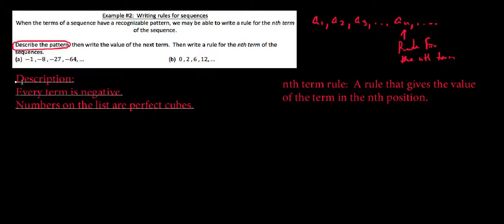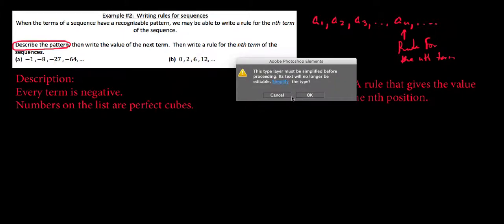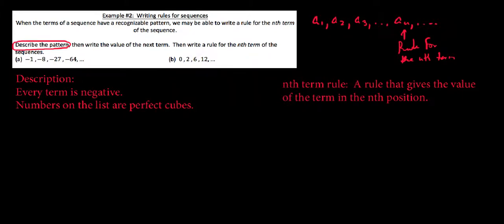As far as any other patterns that I see occurring here, sometimes we talk about how much it increases or decreases by. We simply could write from -1 down to -8. It went down by 7. And then from -8 to -27 here, it goes down by 19. And then from -27 to -64, I think it goes down by like 33. I'm not really seeing a pattern here. So with respect to what it's going up or down by, that's not very helpful here. All I notice is that every term is negative and the numbers on the list are perfect cubes.